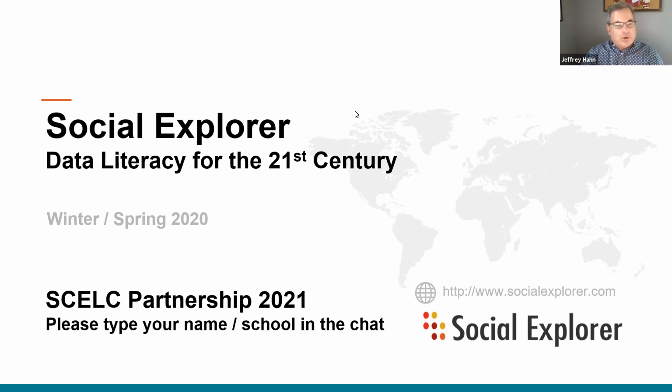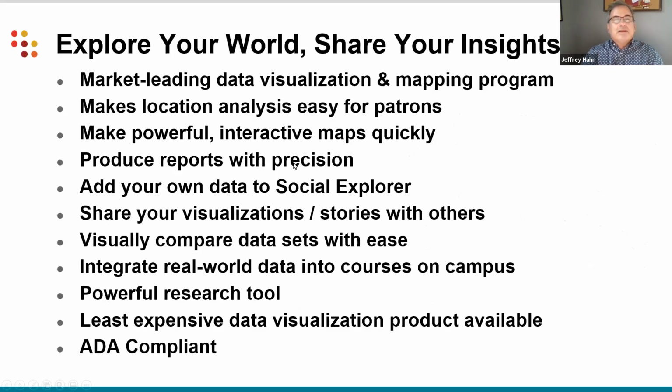So Social Explorer is a market-leading data visualization and mapping program. We make location analysis easy for library patrons. You can make powerful interactive maps quickly. You can produce reports, and by reports, I mean you can download and export the data out of our system and import it into other tools that you may be using, and you can do that with precision.